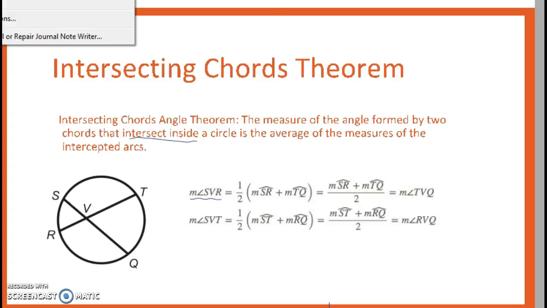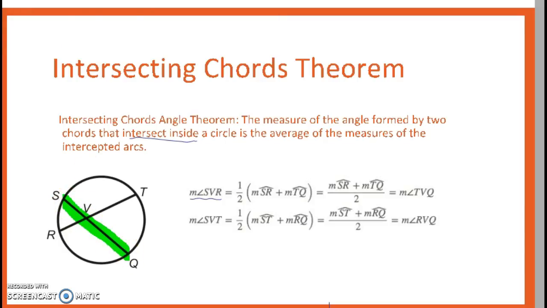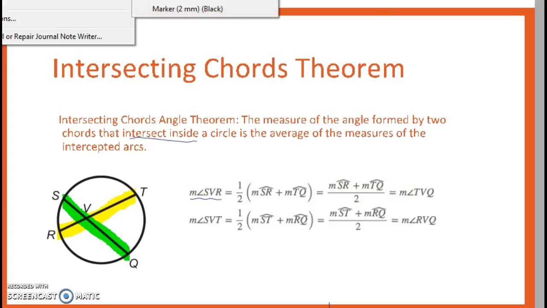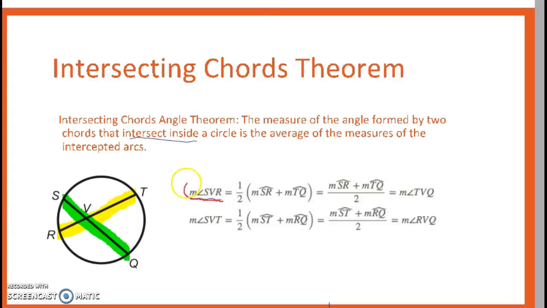And we can see in this diagram that we have two chords intersecting inside the circle. We have this green chord and we have this yellow chord. And they intersect to form two angles, and these angles have to be congruent, right? Because in other words, without the circle, they're just our normal vertical angle pairs. So we can see that the two angles we're looking at, angle SVR, is actually equal to the measure of TVQ. So that's this red angle here and this red angle.